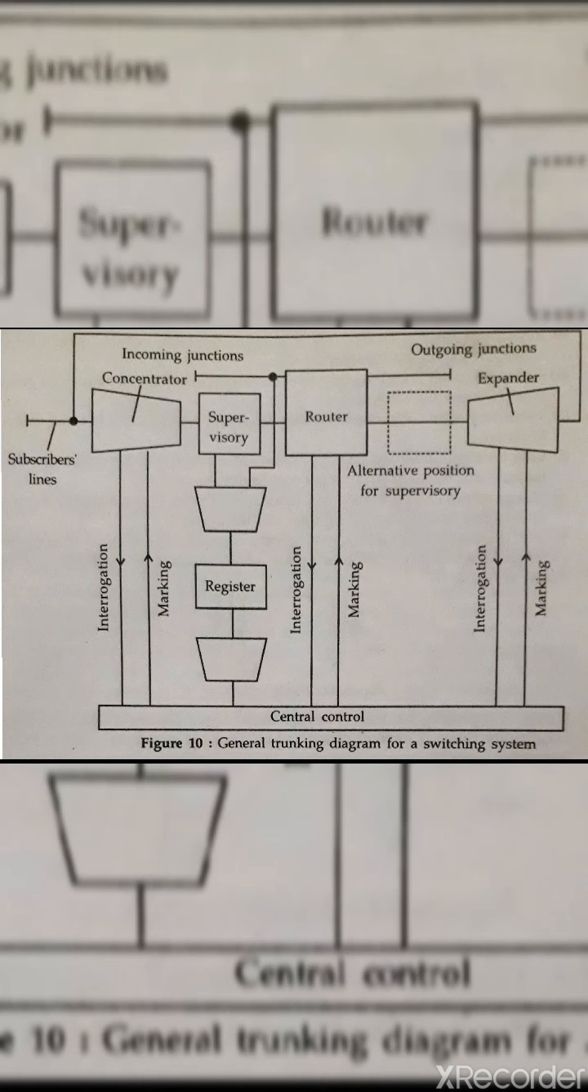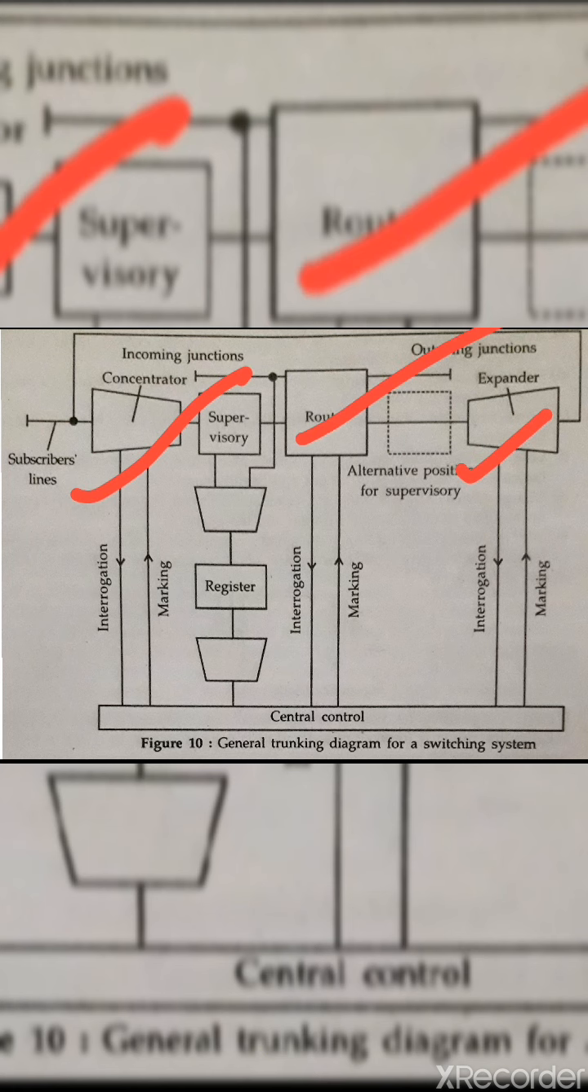Hello students, in this video we are going to discuss the topic: general trunking diagram for a switching system. The diagram is already visible on your screen. A general trunking diagram contains three kinds of switching network. As you can see, first are the concentrator, expanders and the router.